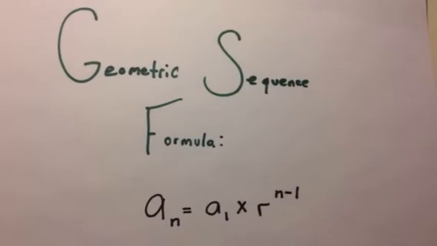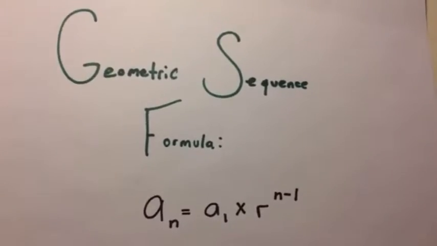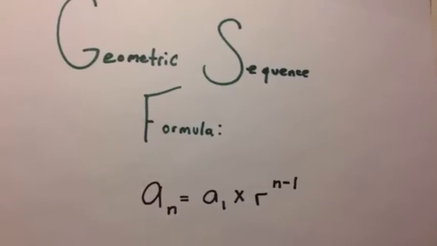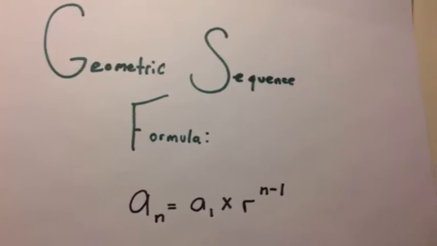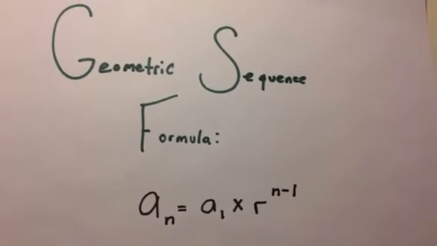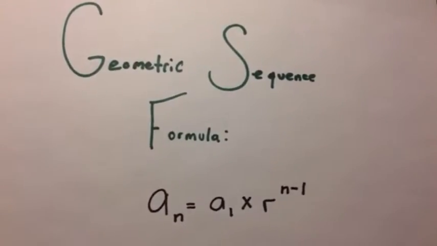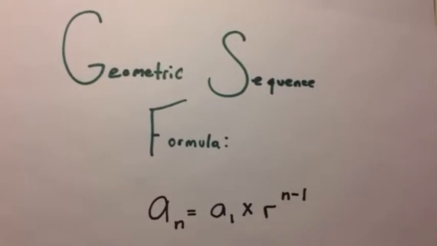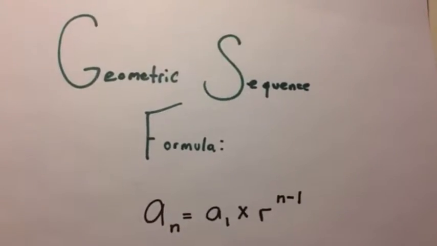So a geometric sequence is a sequence in which the ratio between any two terms is kept constant. So what that typically means is that as the sequence progresses, there's a constant rate that the sequence keeps increasing or decreasing by.